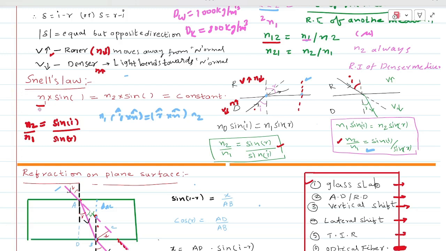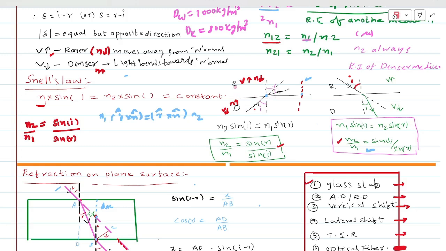According to Snell's law, the refractive index into the sine of the angle in that medium, either incident or refracted, is constant. For example, in the n1 medium the incident angle is there, and in the n2 medium automatically the refracting angle will be there. So the product of n into sine of the angle of incidence or refraction is constant. Here I will try to explain with an example.